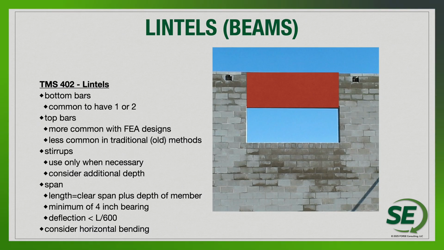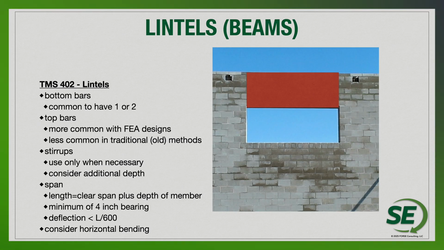Typically, we would want to add more depth and simply add more concrete masonry to have better shear resistance. We typically wouldn't use stirrups within a concrete masonry lintel unless necessary. If we have a limited depth to the actual lintel size, we know that we can add stirrups. We can add single leg or double leg stirrups for increasing the shear capacity.